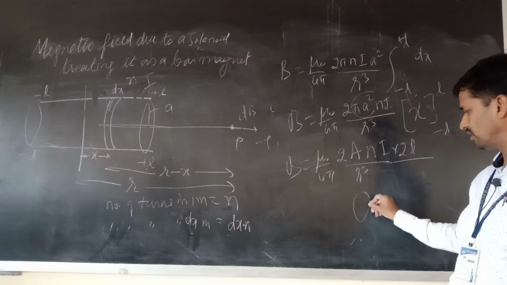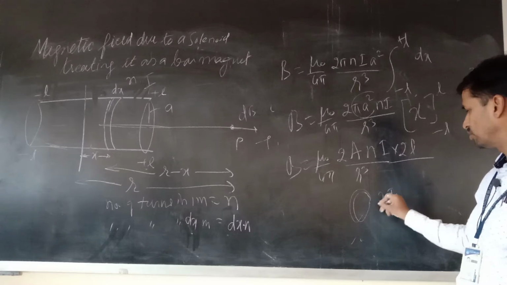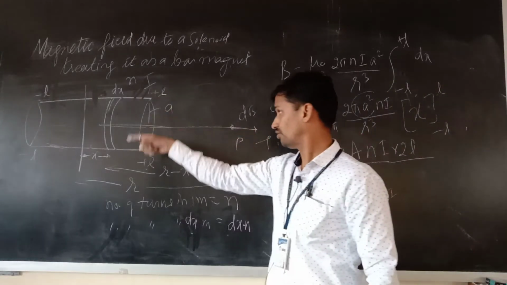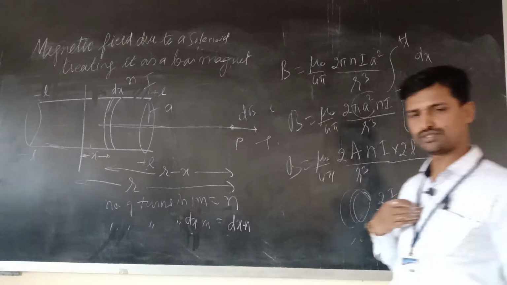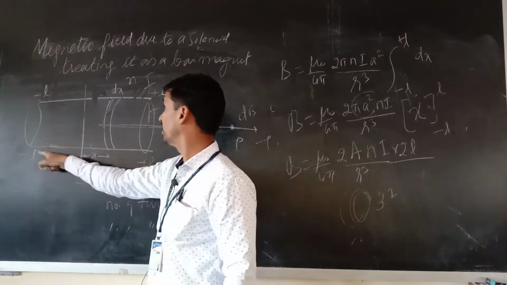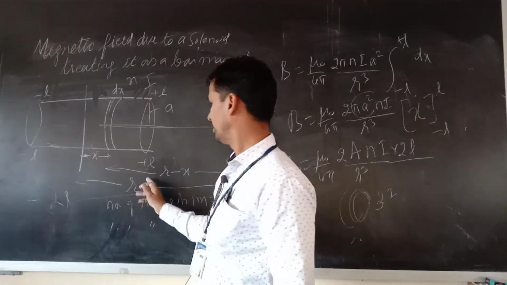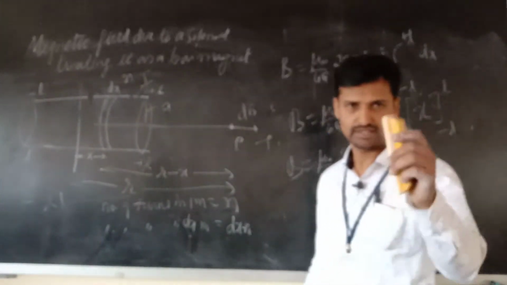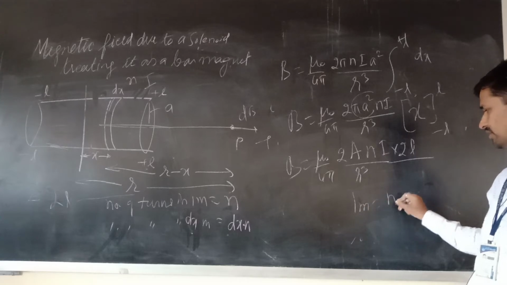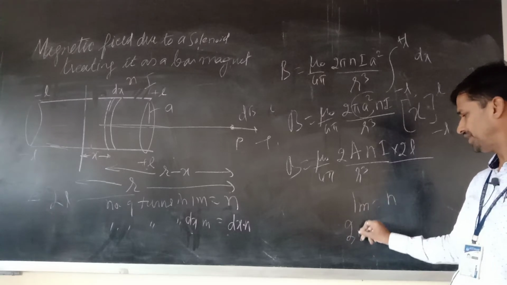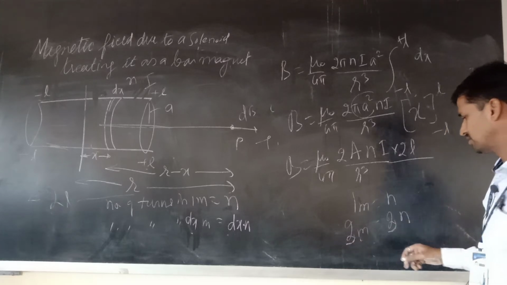One wire, one turn carries current I. Two turns carry current 2I. Three turns of the solenoid carry current 3I. How many turns do we have in 2L length? This total length is 2L meter. In total 2L meter, how many turns are there? Let us go for that. Listen. In 1 meter, n turns are there. In 2 meters, there will be 2n turns. In 3 meters, 3n turns.